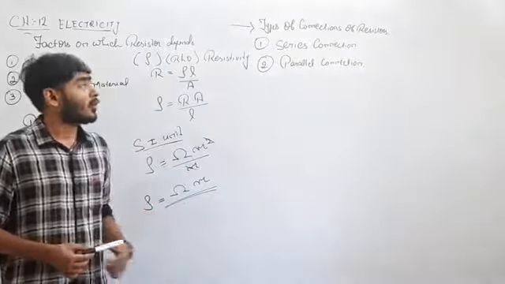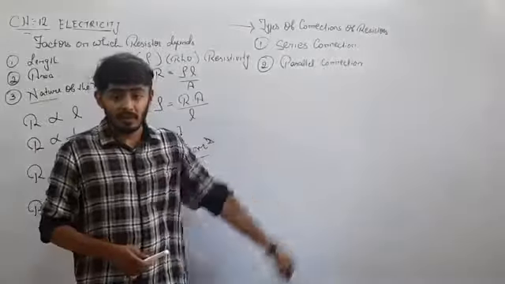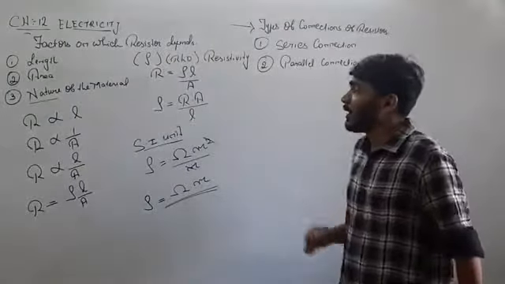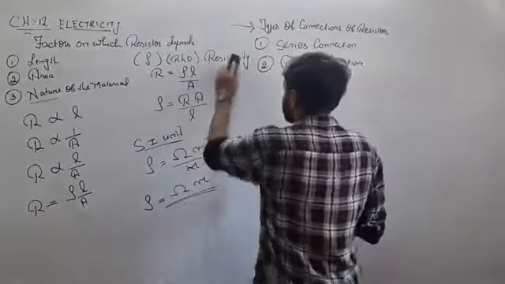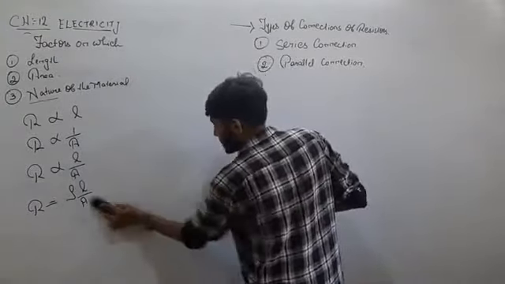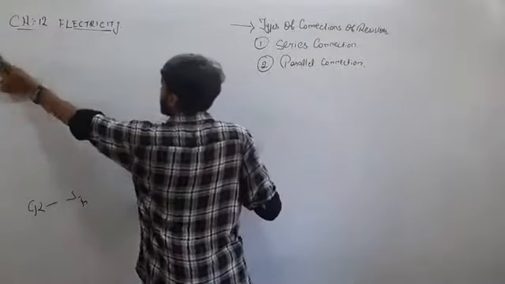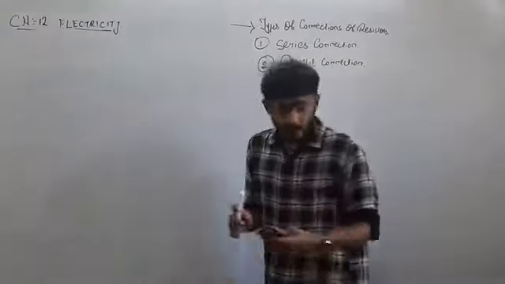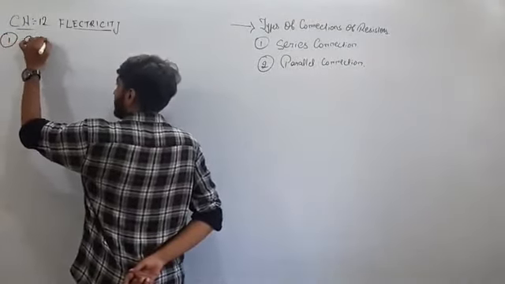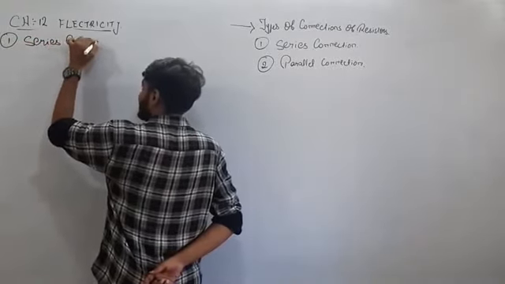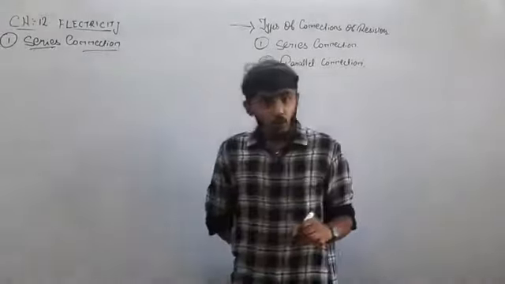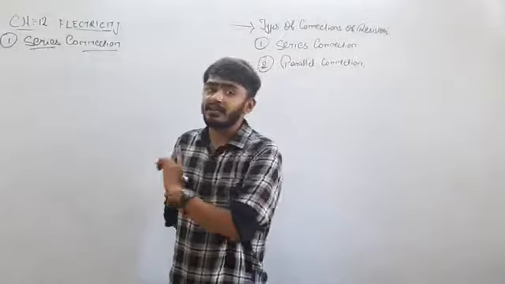Fine. I hope you are clear with the types of connection of resistors. But we have something to solve for the parallel connection as well as the series connection. Let us see that. Fine. So first I am going with series connection. As I told you, we are talking about resistance. We will be only drawing the resistance.